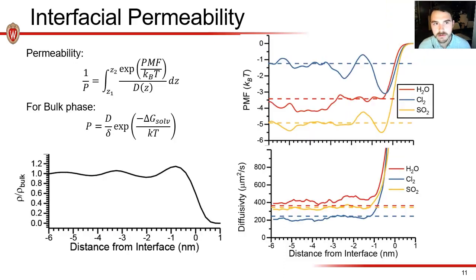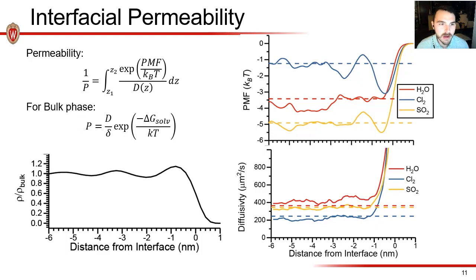Now, what we can also do is look at the influence of the interface on the transport in the film. So we can define the permeability from the inhomogeneous solubility-diffusion equation, where 1 over the permeability is equal to this integral involving the potential of mean force, which is the free energy projected onto the reaction coordinate, in this case z, divided by the diffusion coefficient. So in simulations, we can measure this potential of mean force for water, chlorine, and SO2 as an example, in comparison with their bulk values, and we can measure the diffusivity as a function of this distance from the interface and compare them to their bulk values.